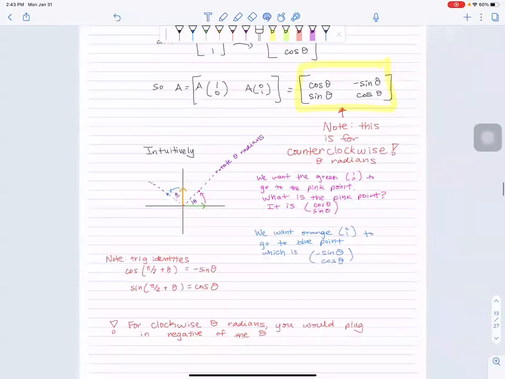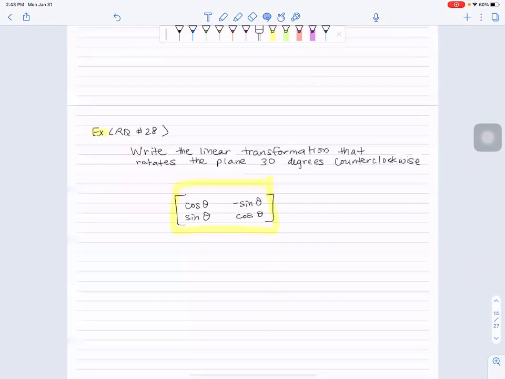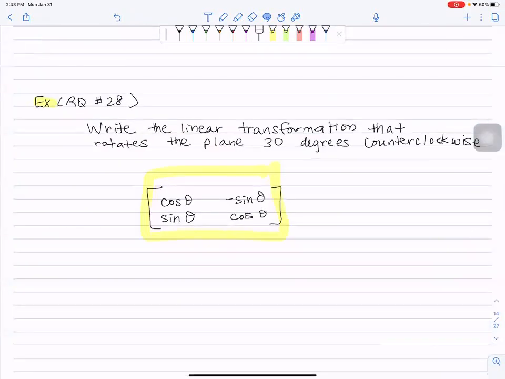Let me copy that so you guys see it. Write the linear transformation that rotates the plane 30 degrees counterclockwise. So this matrix A is the matrix that we always use when doing a rotation. And specifically, it's always for something counterclockwise.